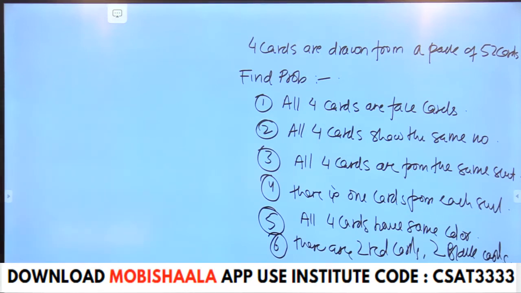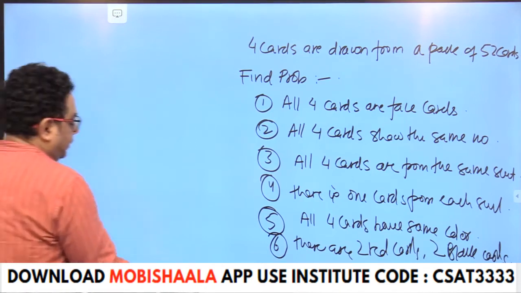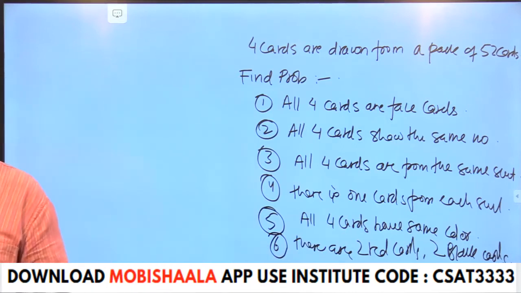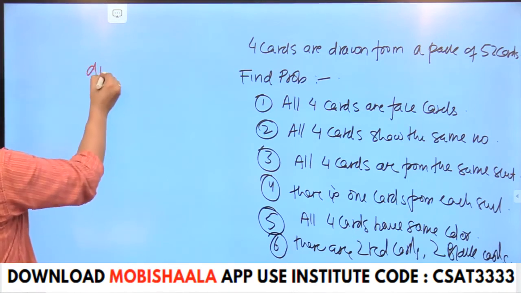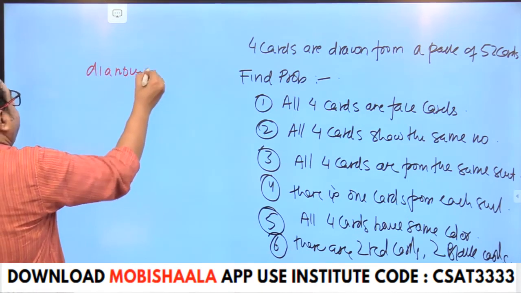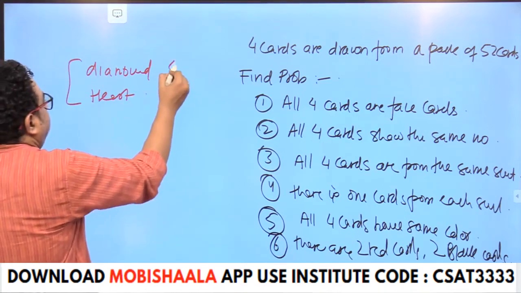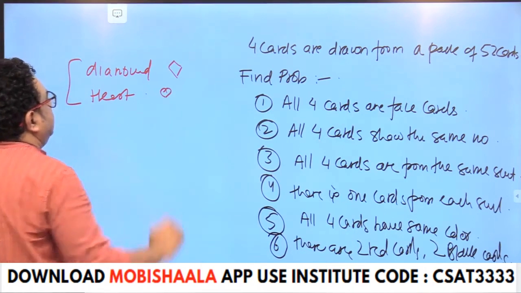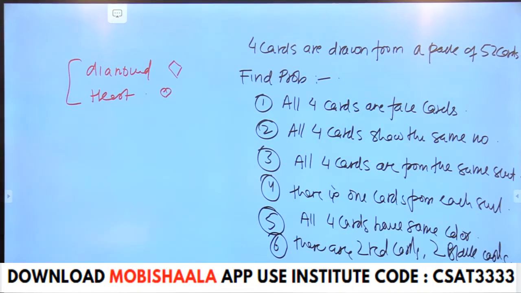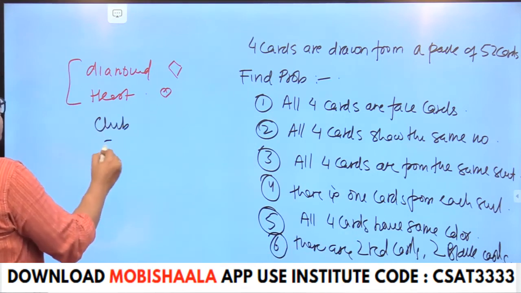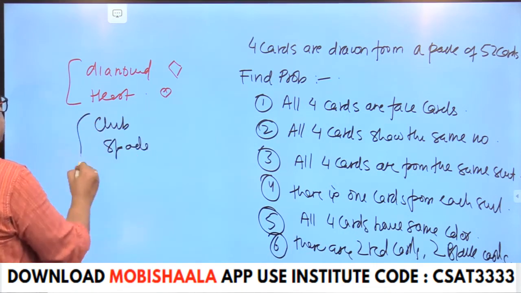Now, when we talk about cards, you should be very careful, because we have not been encouraged to play cards since our childhood in India. I understand it. So, diamond and heart are red cards. Diamond is this, heart is this, red cards, right? And then club and spade. Club and spade are black cards.